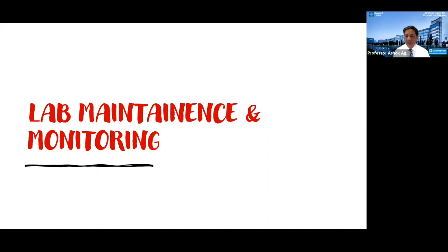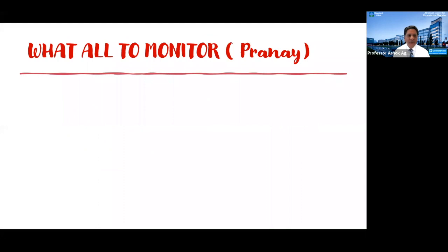Lab maintenance and monitoring. The lab is ready now, and everything is brand new and shining. What do we have to do in terms of the protocol for monitoring, and what are the things you really need to monitor that can impact the embryo? What is considered the most essential to monitor? I believe there are proper guidelines for that. So maybe Pranav, you can talk about it in 2 minutes.